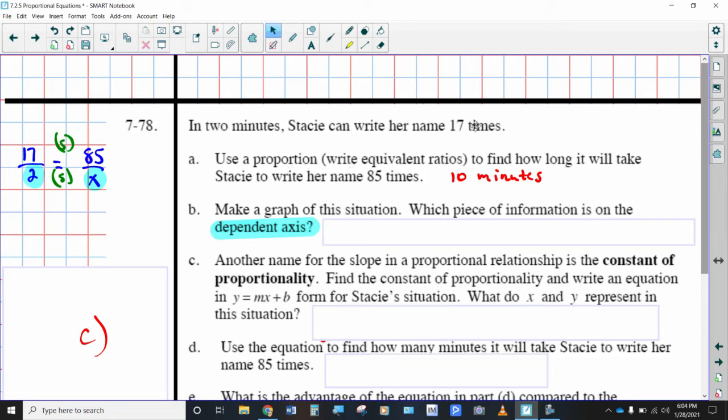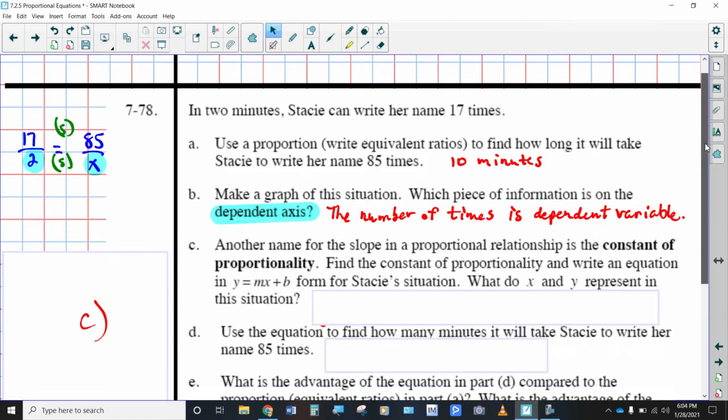So the number of times that she writes her name depends on the amount of time that you're talking about, on the number of minutes. So in this case, the number of times that she writes her name is the dependent variable. And the independent variable would be the time in this particular situation.